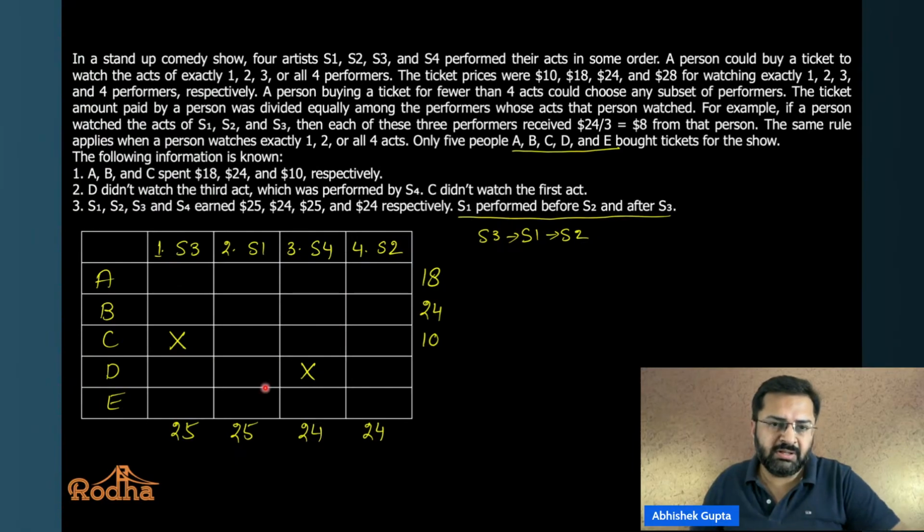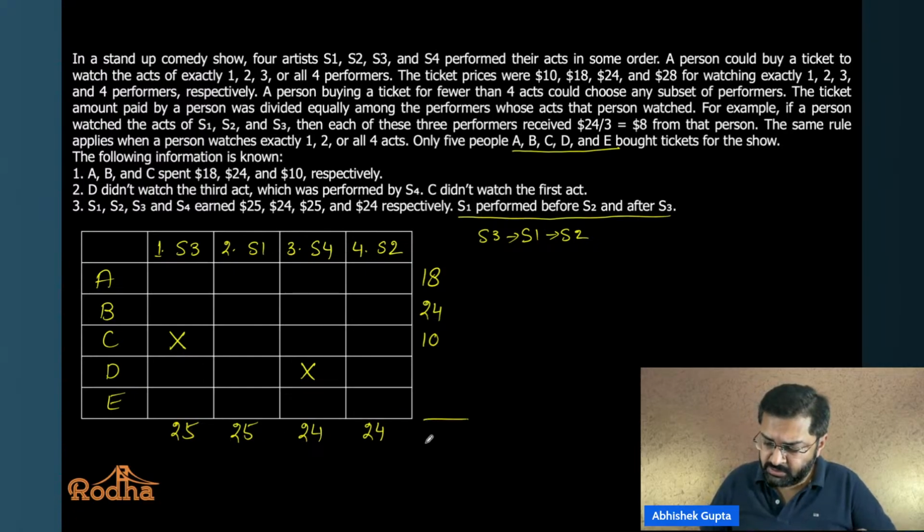Now tell me something, the important point through which we crack this set. If S3, S1, S4, S2 got this much money, $25, $25, $24, $24, can I say the total money that was earned by these four performers was $98? When we sum these four numbers, how much would this give us? This will give us $98, right? So this is that $98.